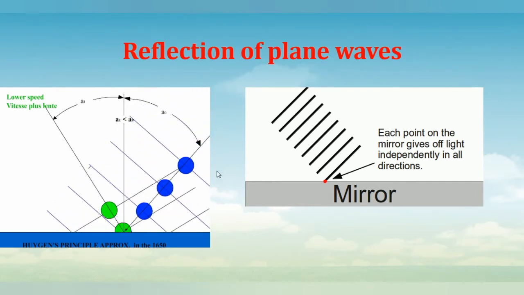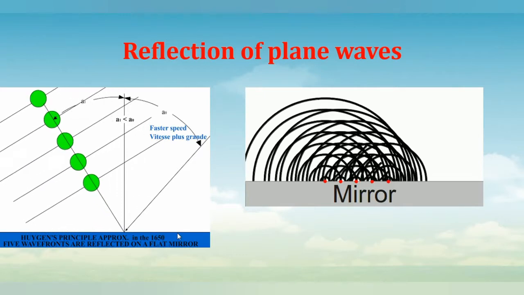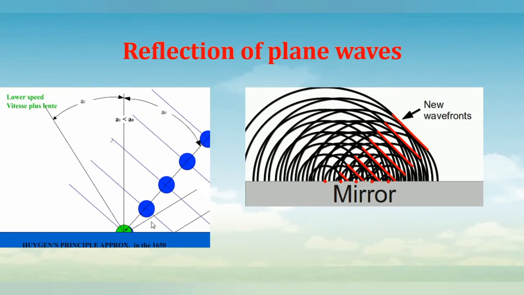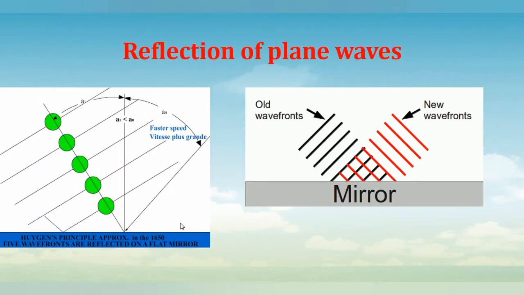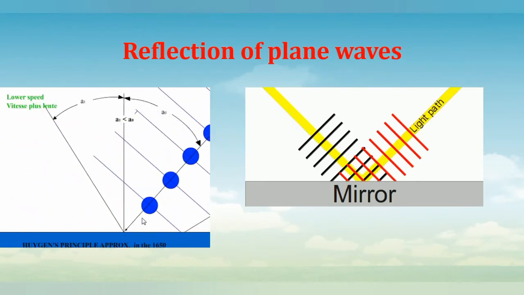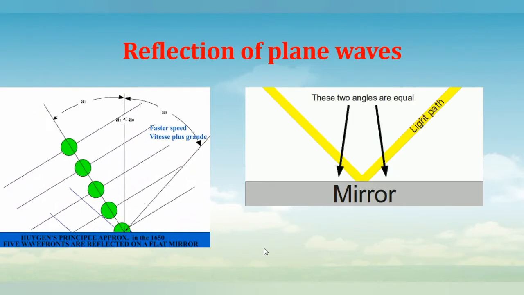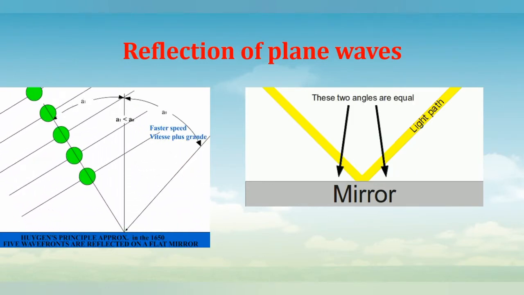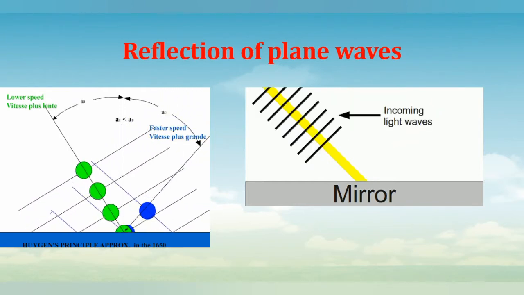You can see the reflections of the wavefront. Let us see again. This is a reflected wavefront, and this is the incident wavefront. So in this way, we can explain reflection of waves using the concept of wave.